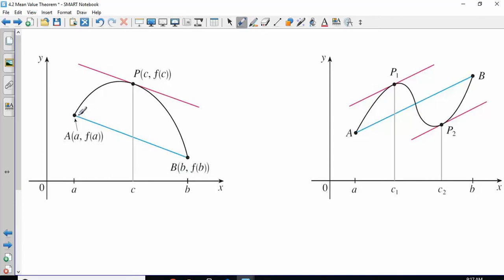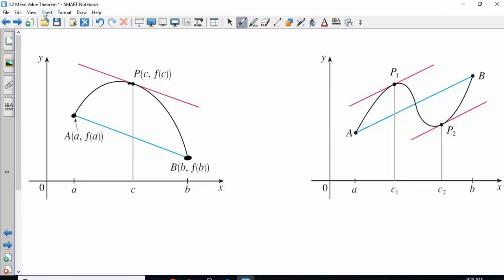So that's just a few visual examples. Here's your endpoints, the line connecting them. It's like saying the tangent line is parallel to that at some point. So you could find that point. Those lines have the same slope. This time it actually happened twice, that they would have the same slope.